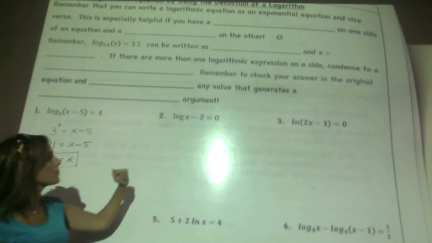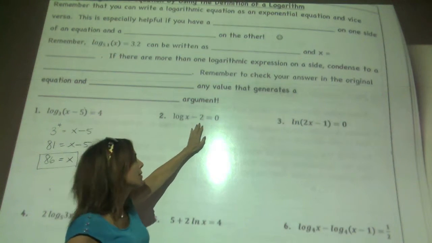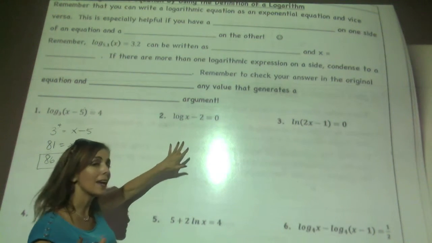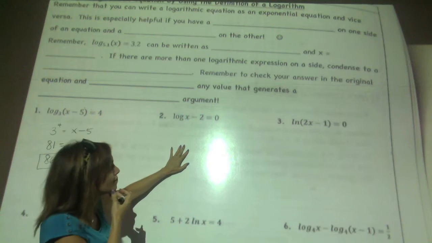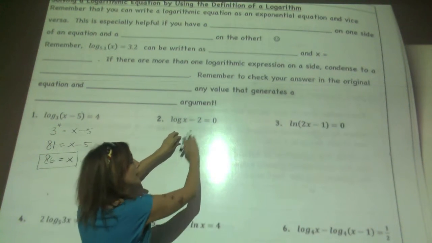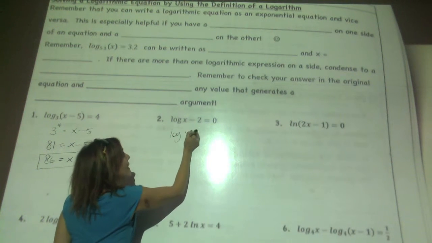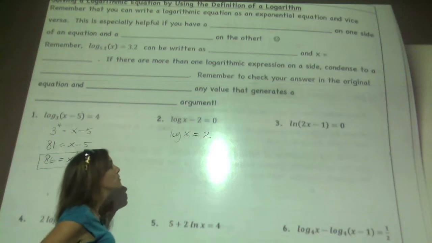Okay. Here's example 2. Oh, log and constant on one side, 0 on the other. This is not exactly what we want. Okay, let's make it into what we want. We want a log on one side, a constant on the other. Let's move this constant over. Log of x is equal to 2.